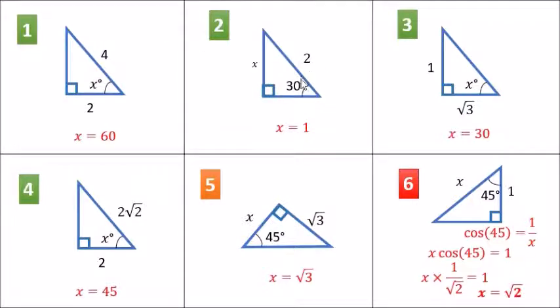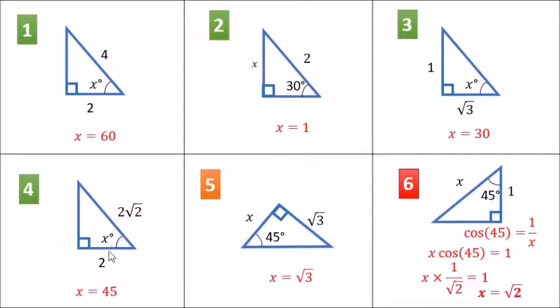For question 2, we have sine 30 is equal to x over 2. Now sine 30 is a half, so x over 2 is a half, so x has to equal 1. For question 3, tan x is 1 over root 3. Now tan of 30 is 1 over root 3, therefore x is equal to 30. For question 4, we have cos x is equal to 2 over 2 root 2.